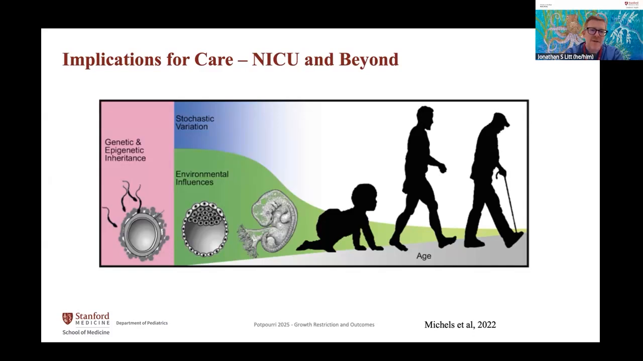So we know that there are important impacts of fetal life on outcomes. But we also recognize that those outcomes aren't predestined, right? And they're going to be impacted by environmental influences over time. So growth restriction, gestational age, and birth weight at birth aren't truly destiny.